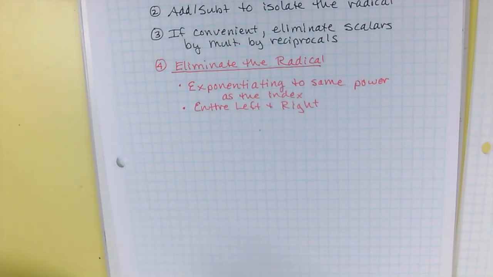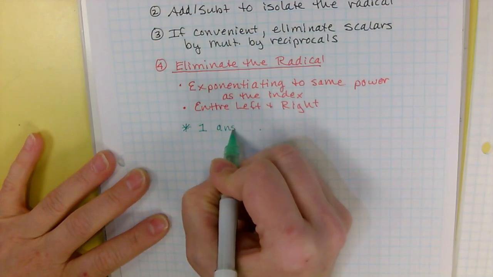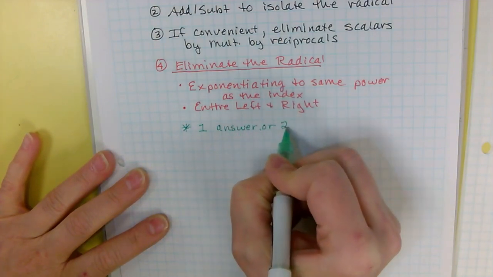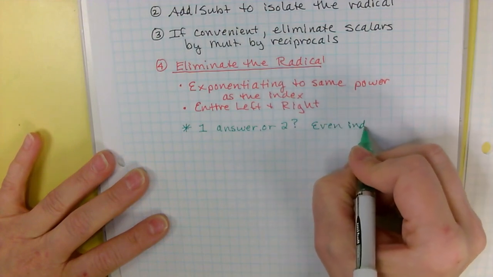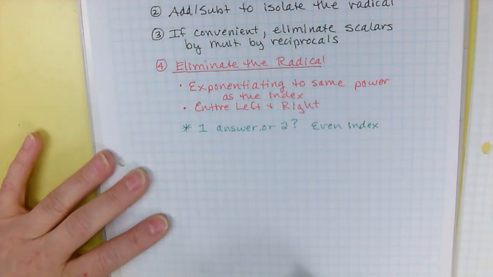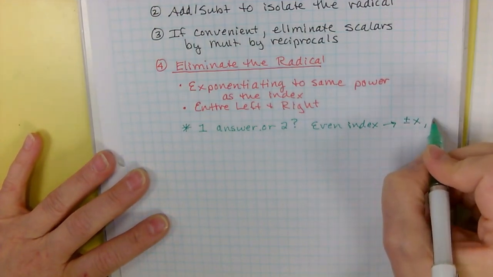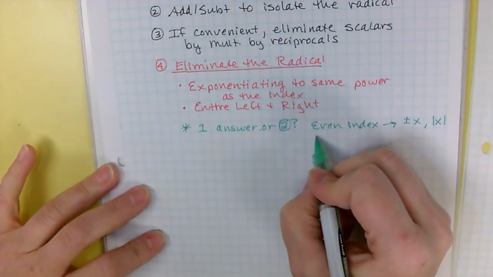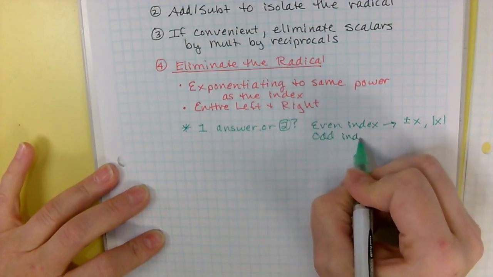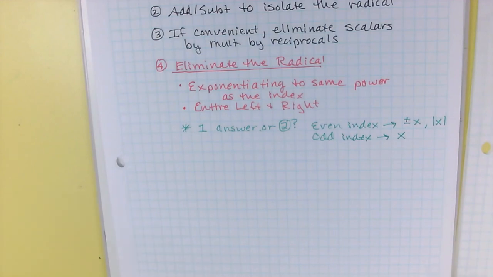At this point, you want to ask yourself, is there one answer or two? If you have an even index, like a square root or a fourth root or a sixth root, then you will get a plus minus x or absolute value x, which will create two answers. If it's an odd index, then it's only going to create one answer, not two.